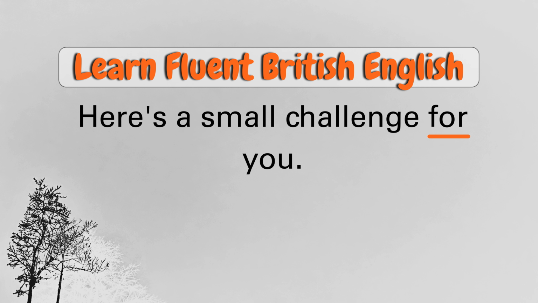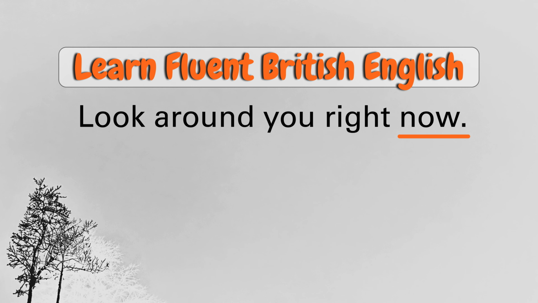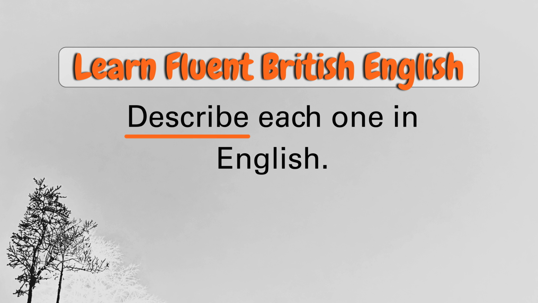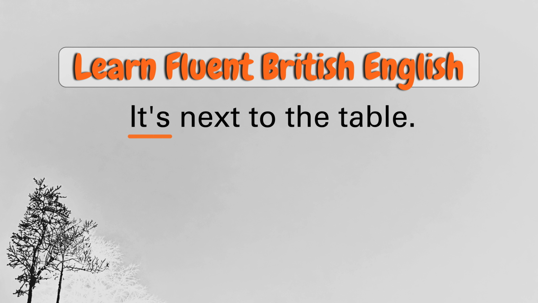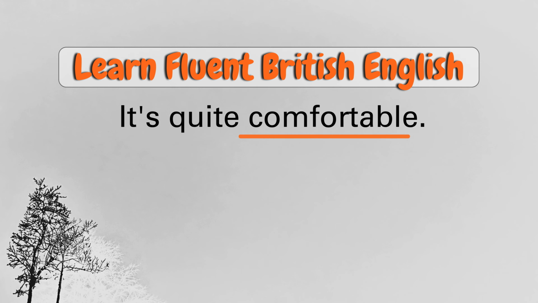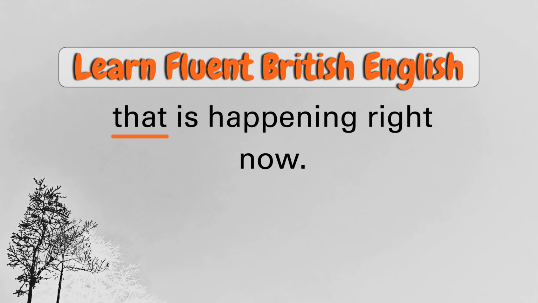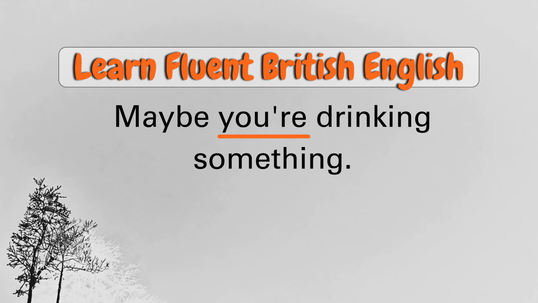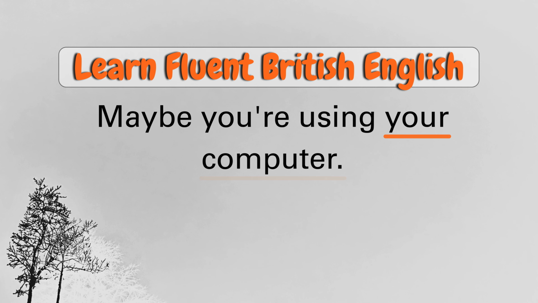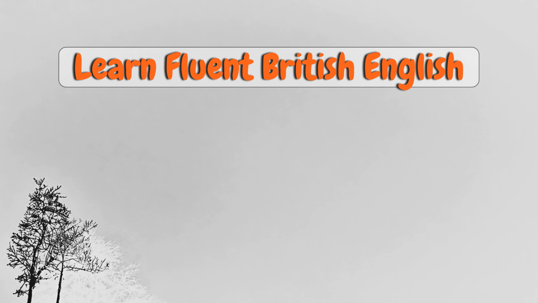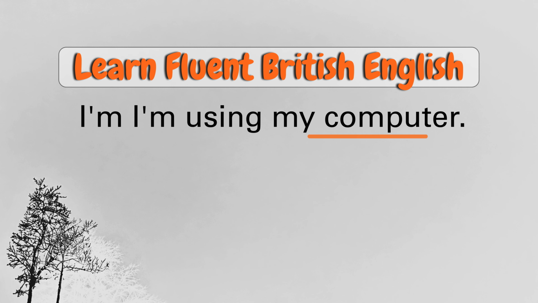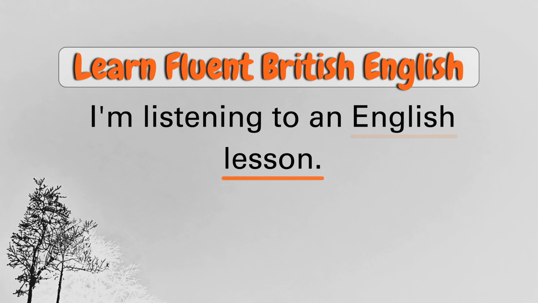Here's a small challenge for you. Look around you right now. Choose 5 objects. Describe each one in English. For example, this is a chair. It's next to the table. It's quite comfortable. Then choose something that is happening right now. Maybe you're drinking something. Maybe you're using your computer. Maybe you're sitting near a window. Describe it. I'm sitting near the window. I'm using my computer. I'm listening to an English lesson.